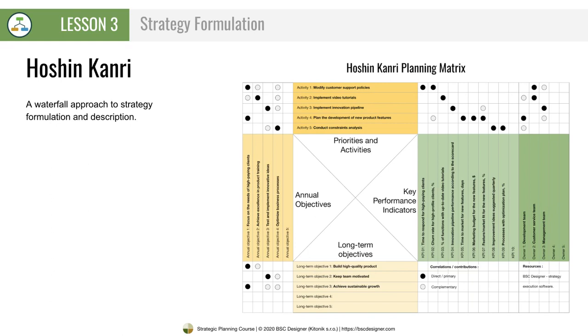Similar to Hoshin Kanri, there is a framework called OGSM. This framework suggests different names for the goals, respectively objectives, goals, strategy, and measures. In the context of strategy definition, this framework is very similar to Hoshin Kanri.